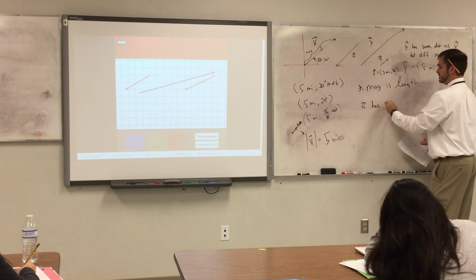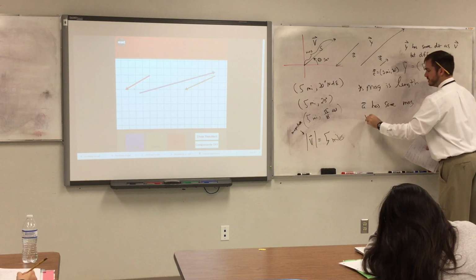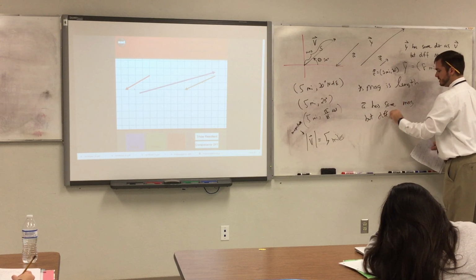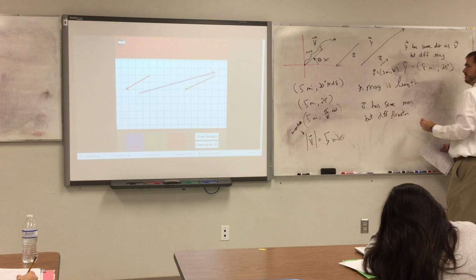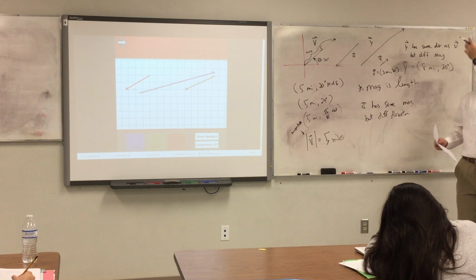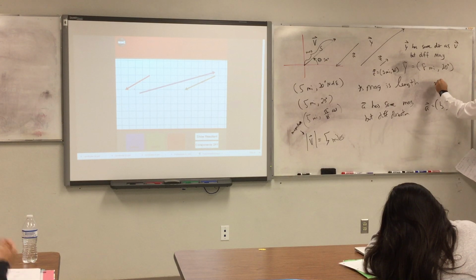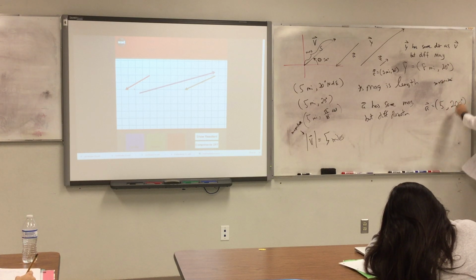So A has the same length, which would be magnitude, but a different direction. In fact, I tried to make it have the complete opposite direction. Opposite direction is 180 degrees. So vector A would be something like 5 at, well, what's 20 plus 180? Oh, that's 200 degrees. So 5 at 200 degrees.